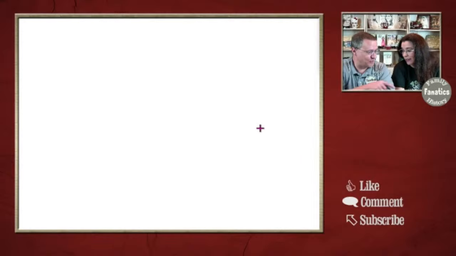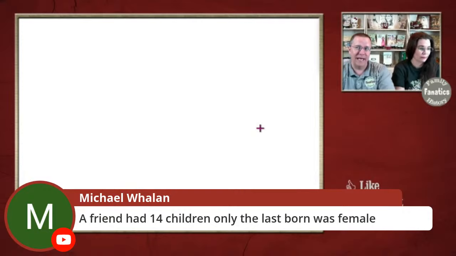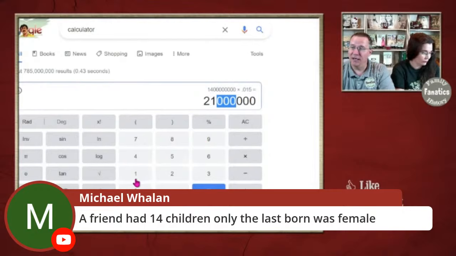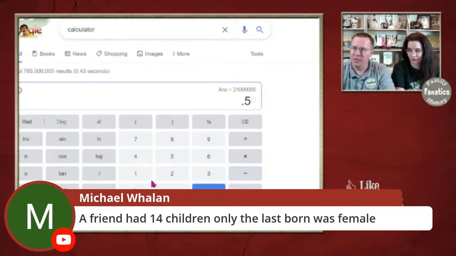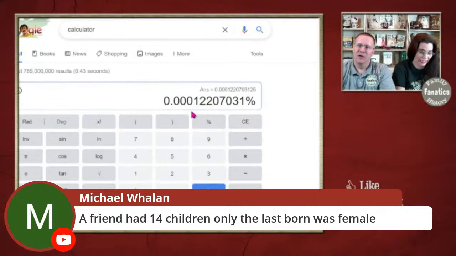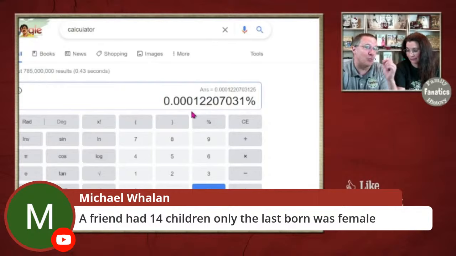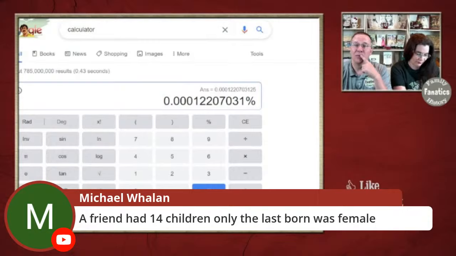Michael Waylon, 14 children. Only the last one was female. That's somewhat rare, because to have 13 boys in a row we would need to calculate 0.5 to the 13th. Let's make that a percentage. That would be 0.0001% of all families with 14 kids where the first 13 were boys. That's pretty rare. You're probably not going to find too many other families like that because the number of families with 14 kids in the world is not that large. But that doesn't mean you're not going to find another family like that.